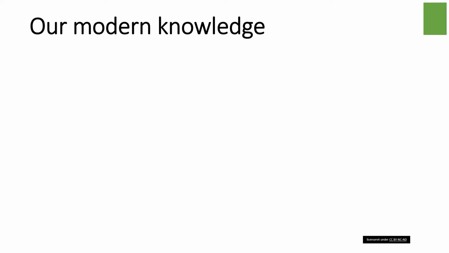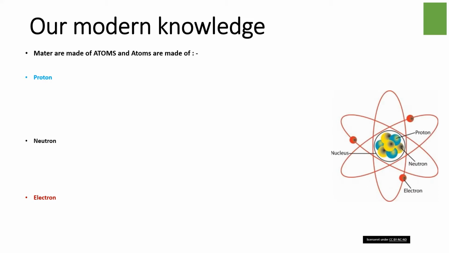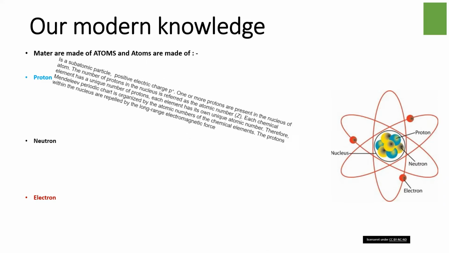Now, our modern understanding of the substance that makes matter is quite different, and we believe that matter is made of atoms, and atoms are made of three major subatomic particles, which are the protons, the neutrons, and the electrons. The protons and neutrons are compiled in the nucleus of the atom, and the electrons fly in shells around the nucleus of the atom.